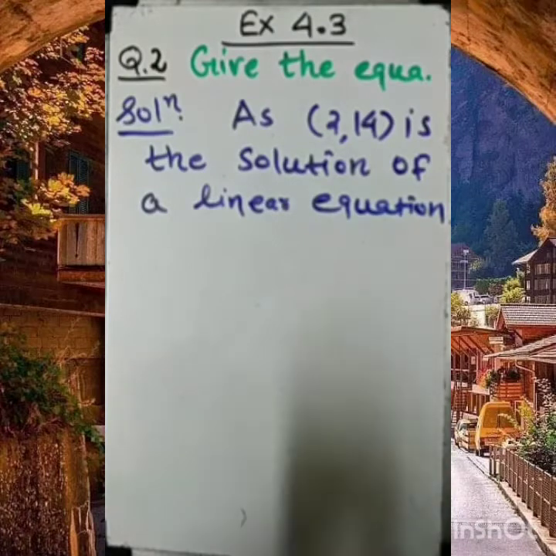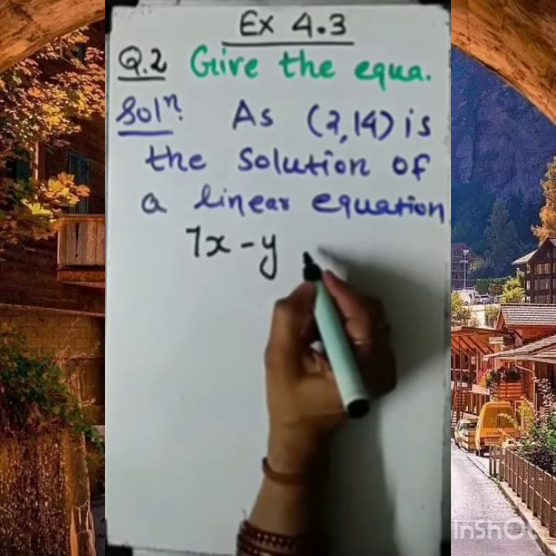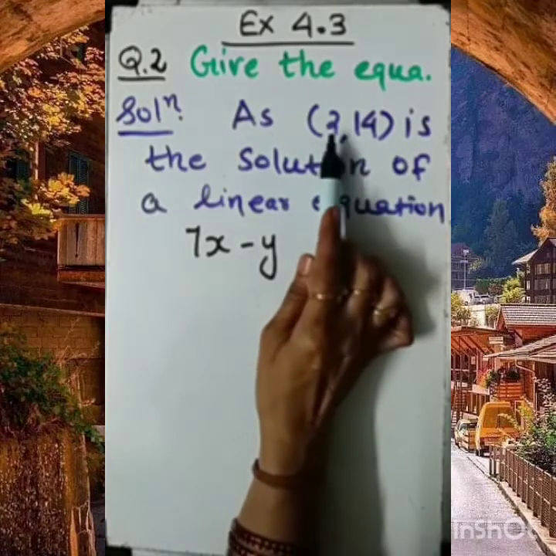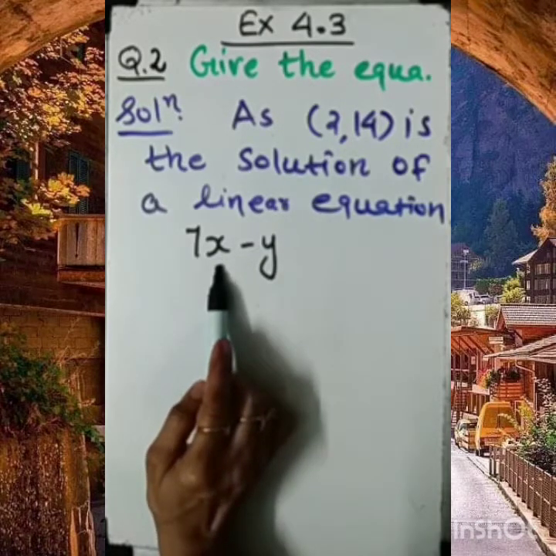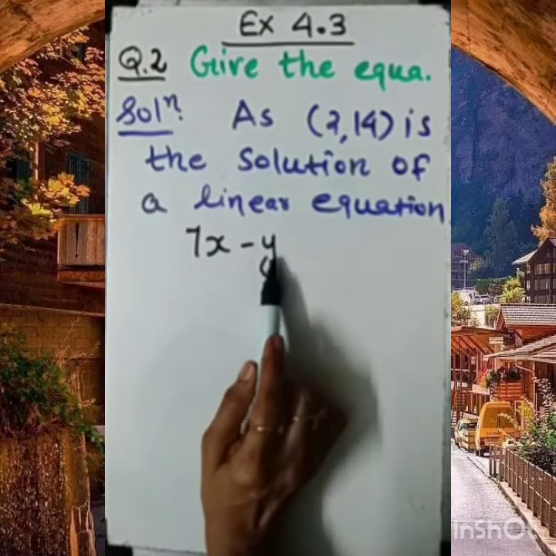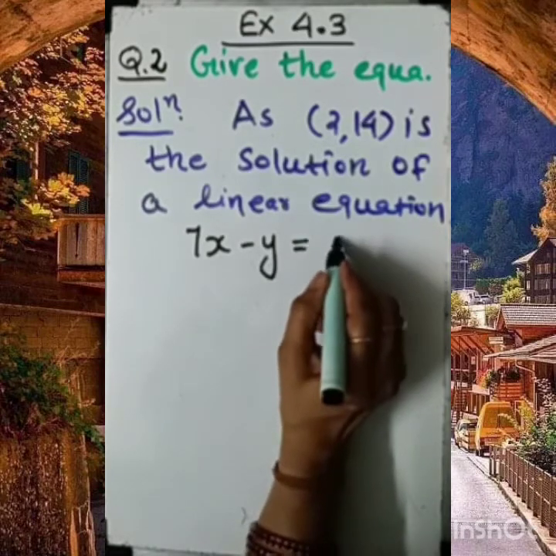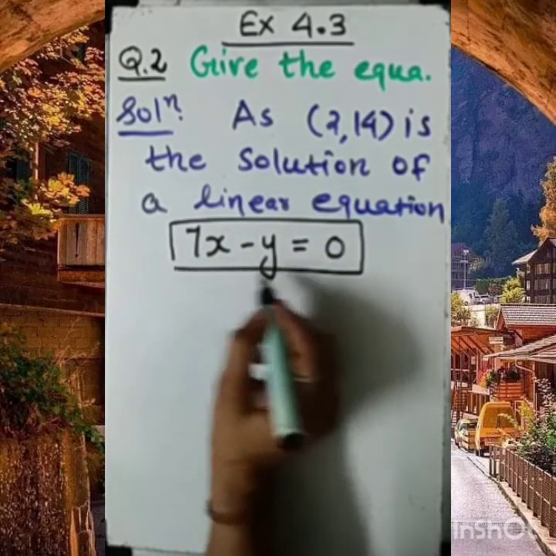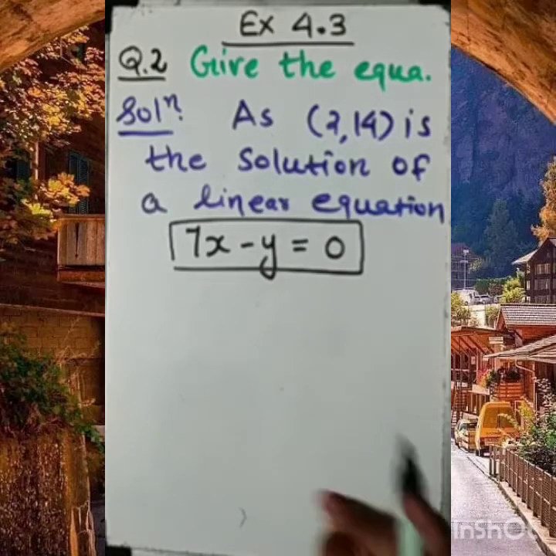So suppose I'm choosing one example, 7x minus y. If it is 7x minus y, then in place of x you need to put 2 here. So 7 times 2 is 14. If you put the value of y as 14 here, then 14 minus 14 will become 0. So dear student, one of the equations, if we settle down, will be 7x minus y equal to 0. Some more we can have.